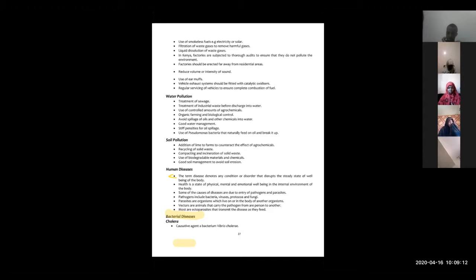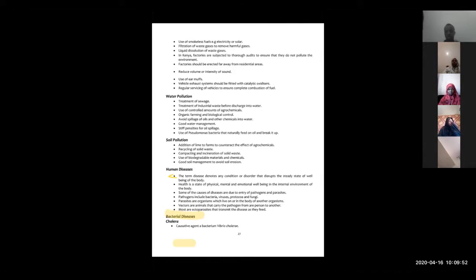So cholera is a bacterial disease, and the causative agent. You must know the causative agent of every disease. The causative agent is the organism that causes that disease. This is very important because it is very common in biology questions. For example, you will be asked to state the causative agent of the following diseases: one, cholera; two, typhoid. So make sure you know the causative agent.